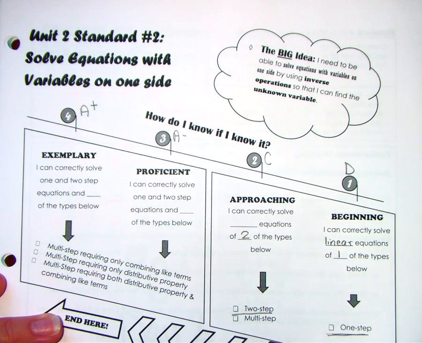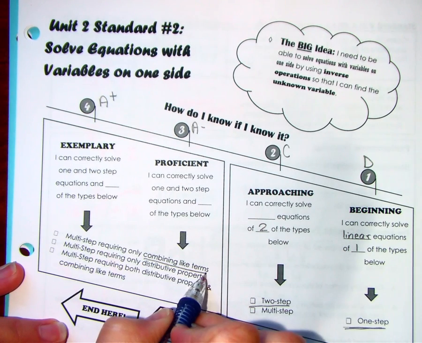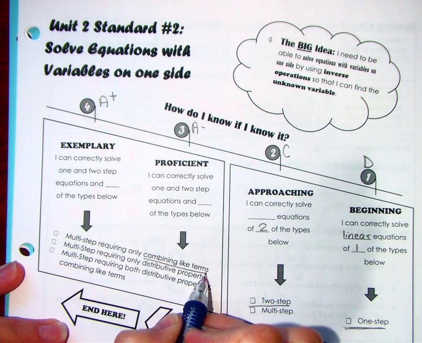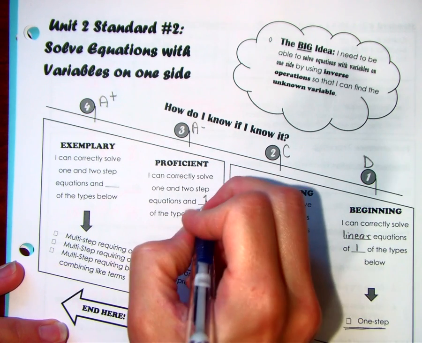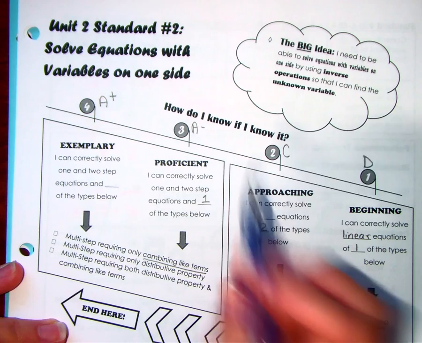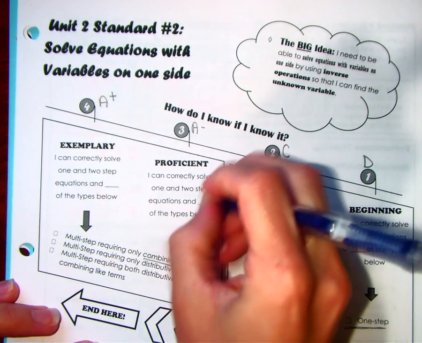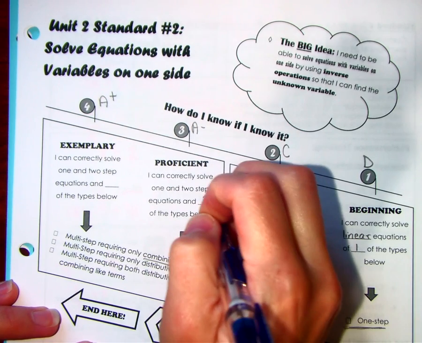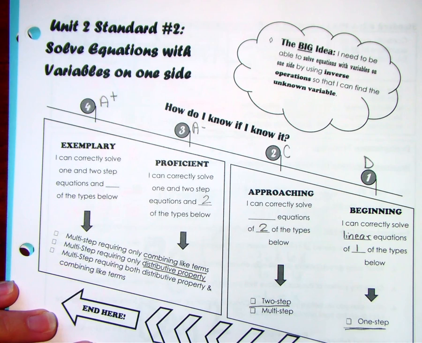Then we've already begun work on our combining like terms problems. So I can correctly solve one and two-step equations and one additional type below. So if you could do the combining like terms that we've been doing, that would get you to about a 2.5. Sorry, this would be two of these below. So you need to be able to do the combining like terms and the ones that we're going to learn today, which is the distributive property.